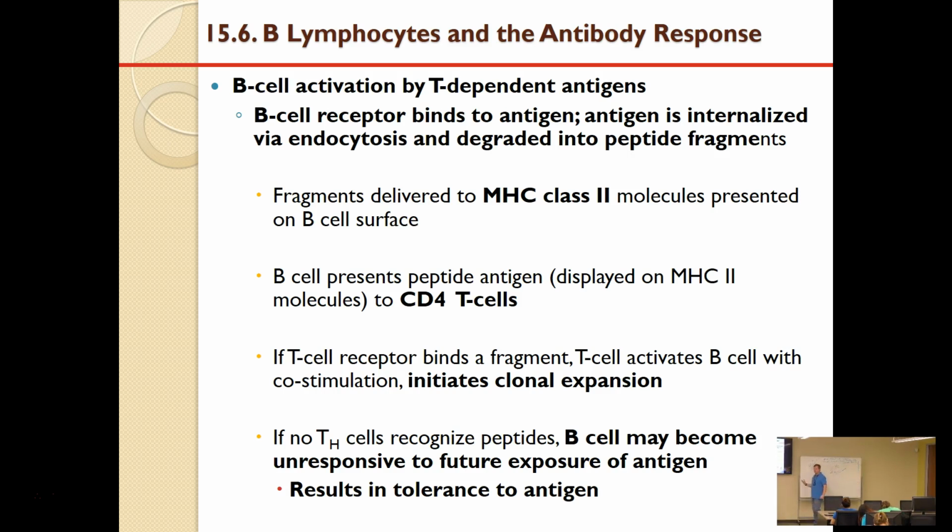Okay, so those are the three major antigen-presenting cells. So that's why it's saying MHC class 2. Fragments of delivered MHC class 2 molecules are presented on the B cell surface. So essentially it's internalized. The B cell receptor has found its antigen, internalizes it, and then puts it back up on an MHC class 2. Now it's an antigen-presenting cell.